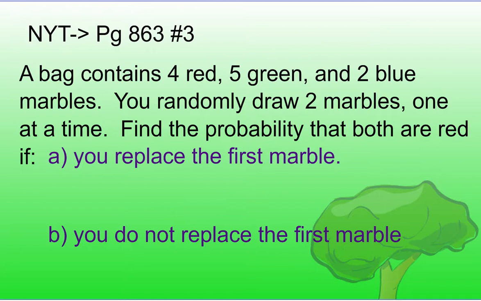Here is the Now Your Turn, number 3 on page 863. It says a bag contains 4 red, 5 green, and 2 blue marbles. You randomly draw 2 marbles, one at a time. Find the probability that both are red if, part A, you replace the first marble, and part B says if you don't replace it. Pause the video right now, do it on your own. When you're ready to continue, hit play, and we'll go through it together.